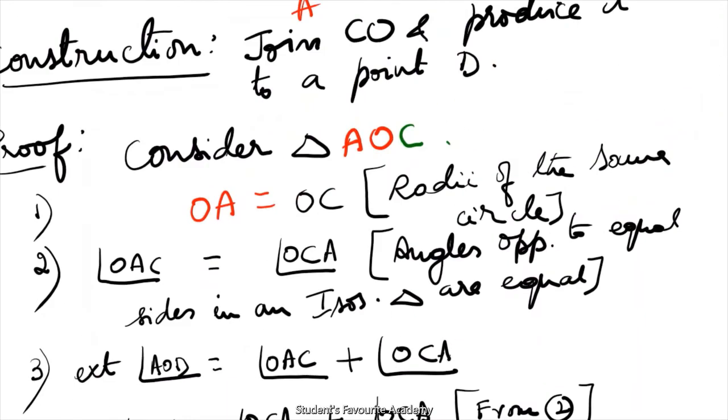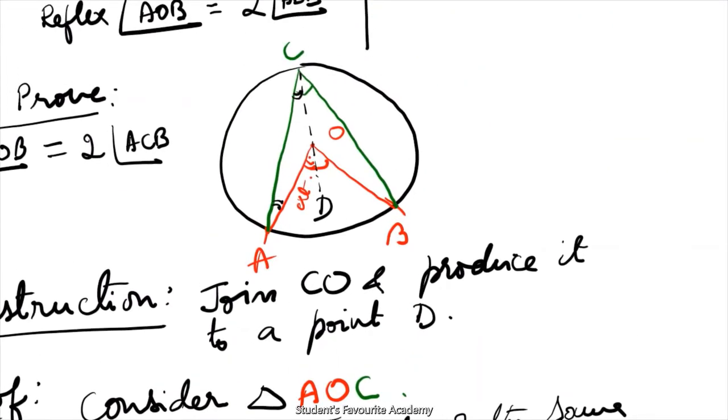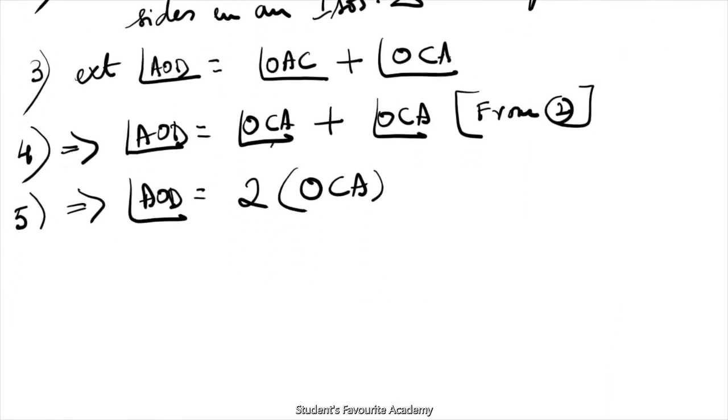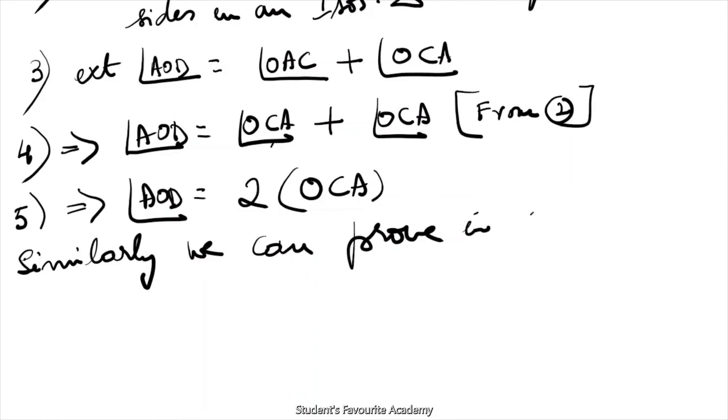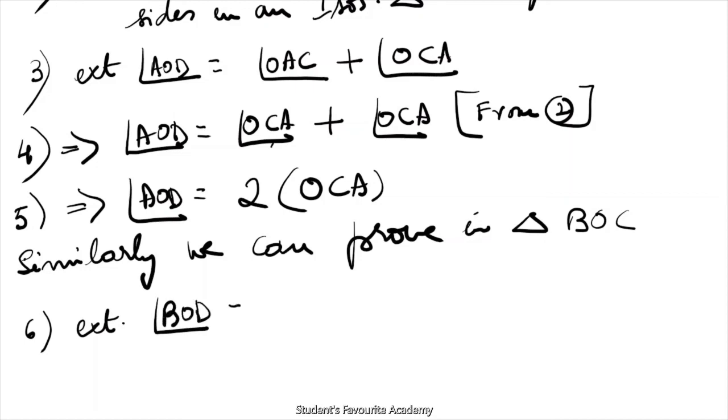Now similarly in triangle BOC, if you take this BOC, same way we can prove that exterior angle BOD is equal to twice angle BCO, right? Similarly, we can prove in triangle BOC, exterior angle BOD is equal to twice angle BCO or OCB, whatever you call. Since we have called this OCA, we will call this OCB. We can prove it in a similar manner.